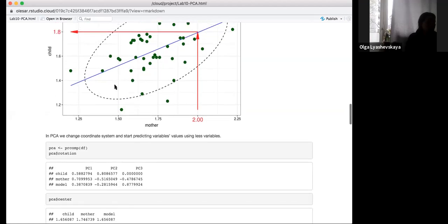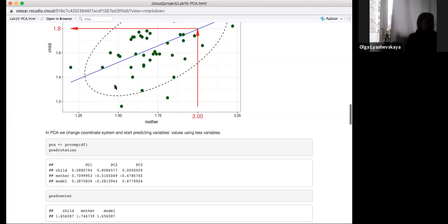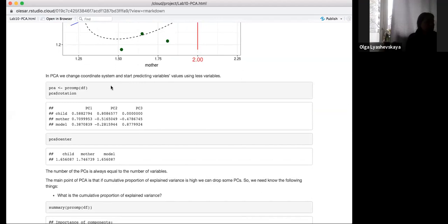Okay, and now we go to the PCA technique. And today we will use the prcomp function to produce our PCA matrix.